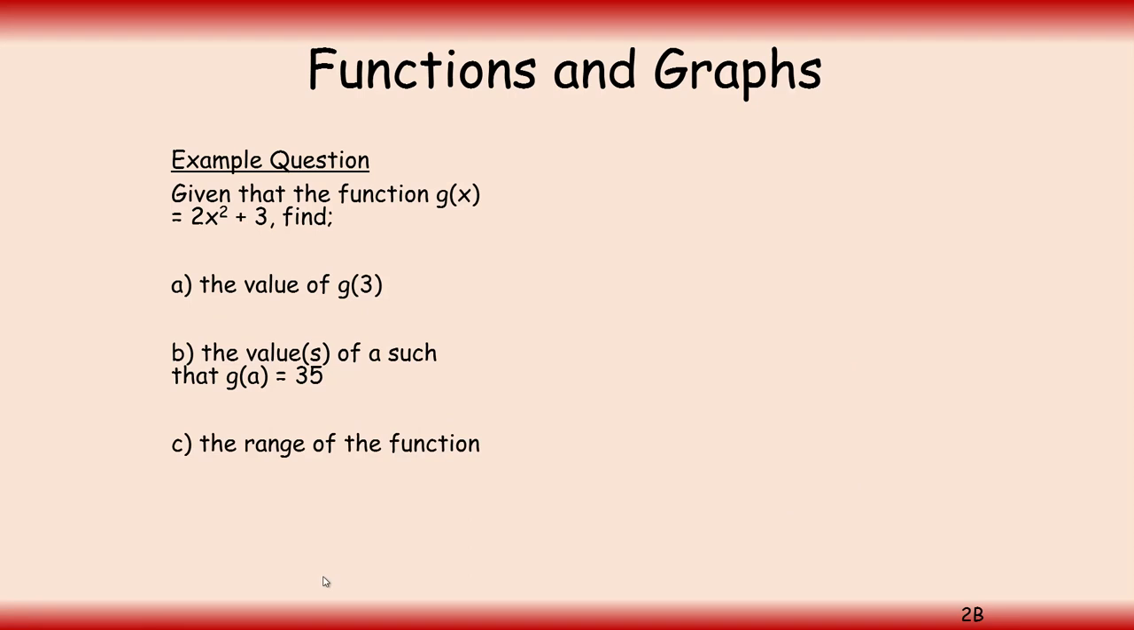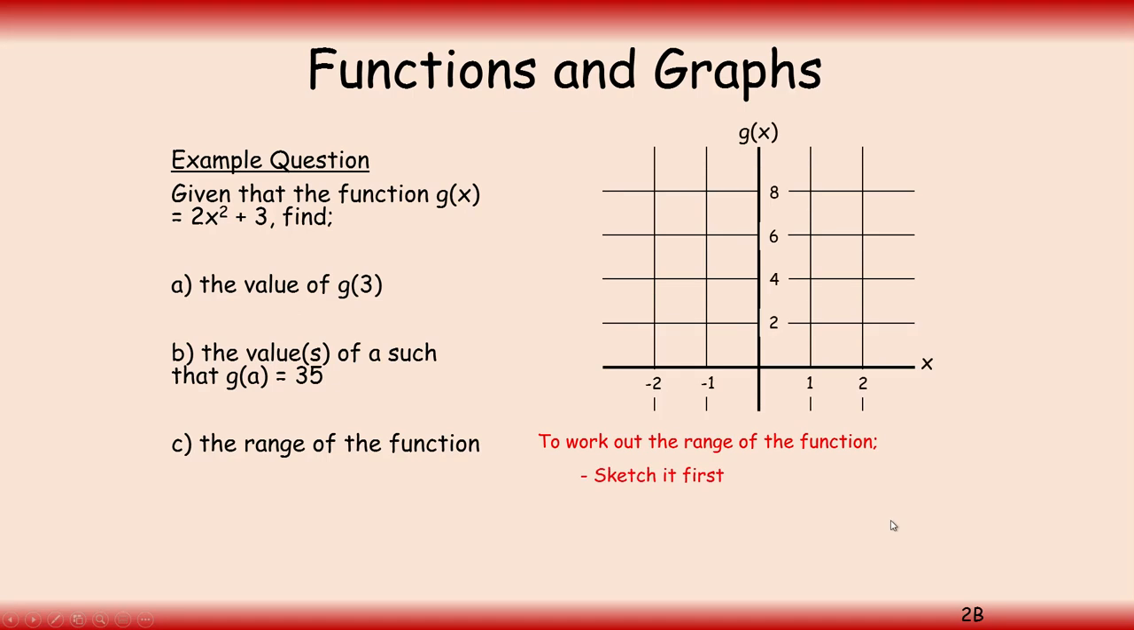And for part C, we need to find the range of the function. In order to do that, we need to sketch the function first. Now we know it's a quadratic, it's a happy quadratic, and it's crossing the y-axis when x equals 0, at 3. So when we sketch it, it looks like this, a happy quadratic, crossing the y-axis at 3. So the lowest value it can take in the range, which are the y values, is 3. So it goes up from 3 to infinity.